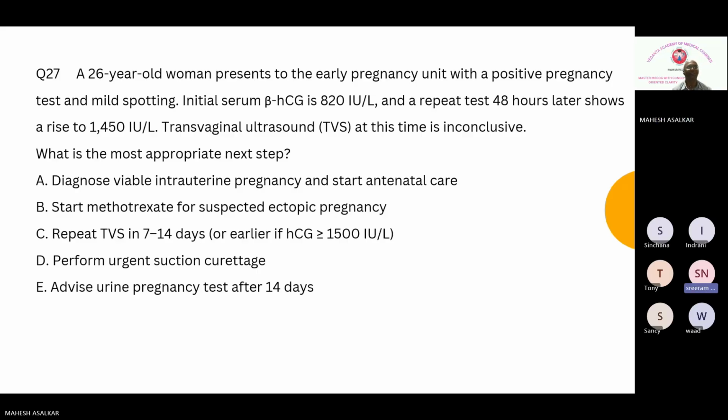A 26-year-old woman presents at the early pregnancy unit with a positive pregnancy test and mild spotting. Initial beta HCG is 820 and the repeat test 48 hours later shows a rise to 1450 IU per liter. Transvaginal ultrasound at that time is inconclusive. What is the most appropriate next step?